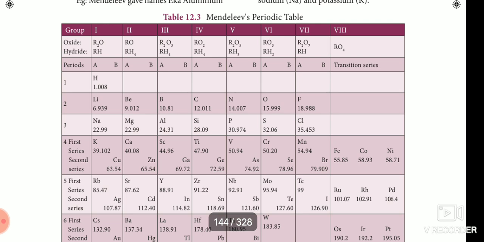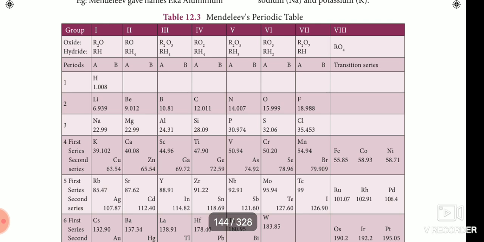So the elements are arranged in increasing, ascending order of atomic mass number. But some elements could not be arranged in the proper place. Beryllium is arranged in the proper place, but some elements, for example copper, zinc and gallium, are not arranged in the proper place. Then in this table some columns were left vacant. On the left side is the eighth group, the transition series. So some vacant spaces are available.